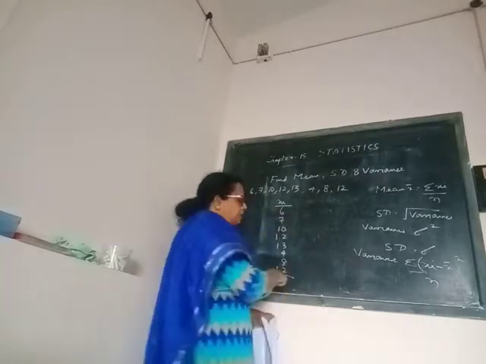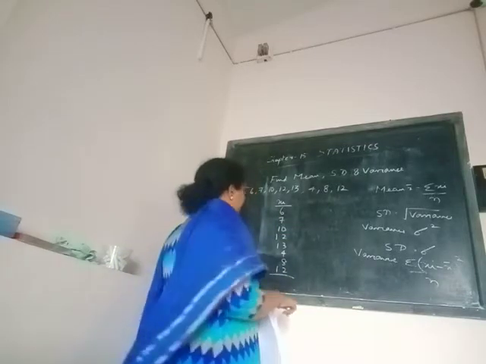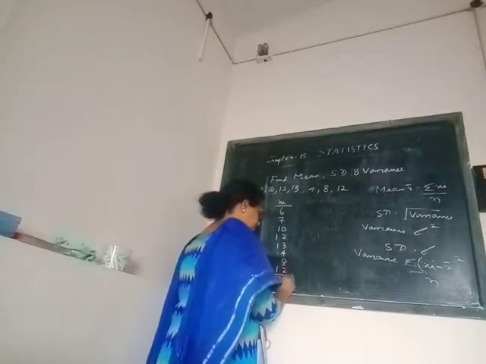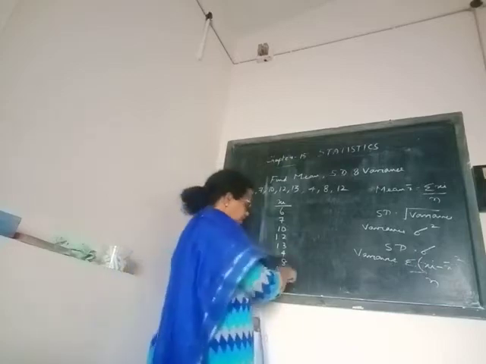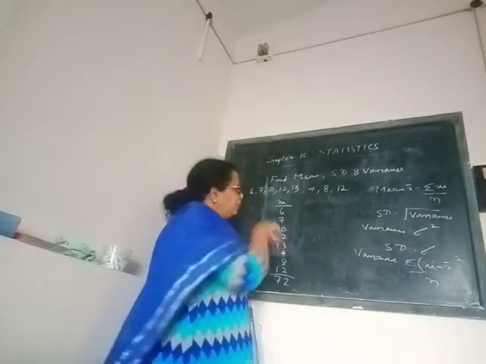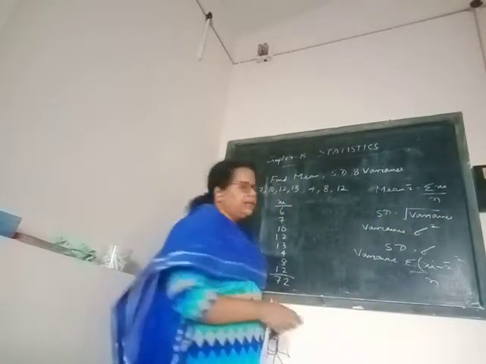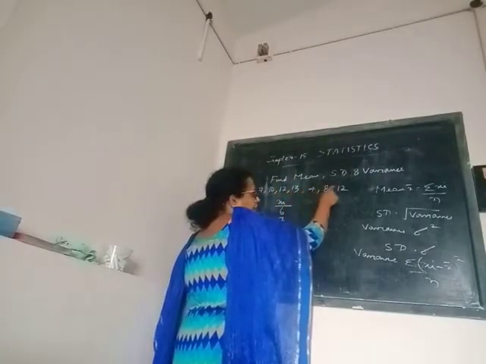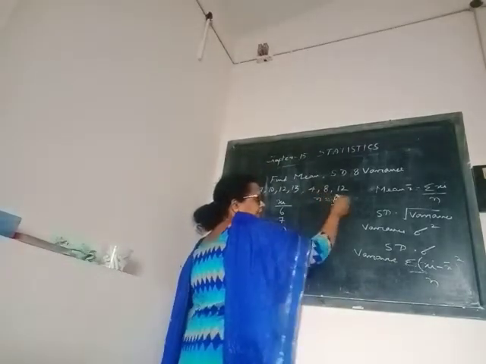Now we have to find the sum of these observations. Add all these observations. When we add all these observations, we will get 72. You should try the calculation by your own. And what is n? Number of observations. Means count how many observations are there. 1, 2, 3, 4, 5, 6, 7, 8 observations are there. That means n is 8.